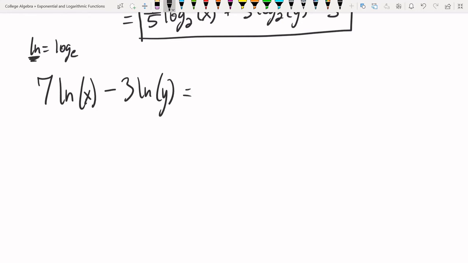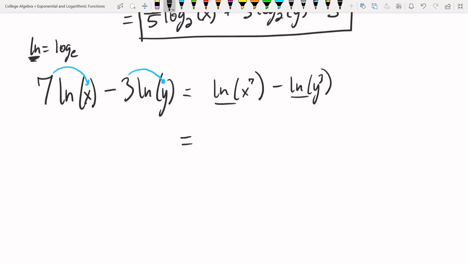Now, one thing I can do here is that there's a number in front, which means I can put it to the top in the powers. So I have ln x to the 7th minus ln y to the 3rd. And here I have two logarithms that have the same base and they're subtracting each other, which means I can combine them by dividing the interiors. And that's completely condensed. It's got a single logarithm in the final answer. That's our answer right there.